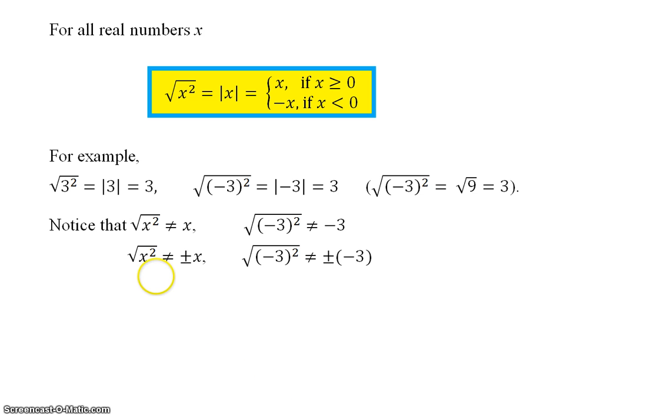Other students think that square root of x squared equals plus or minus x. This is also not true. Square root of negative 3 squared is not plus or minus negative 3. It is absolute value of negative 3, which is 3.